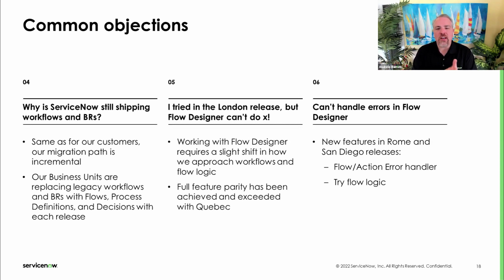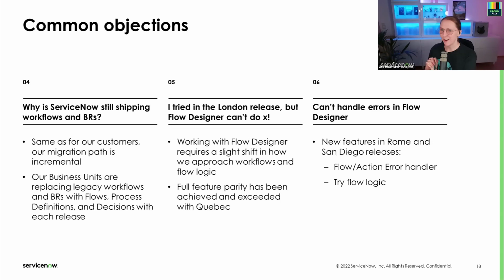And the last one is can't handle errors in Flow Designer. Well, hey, I just mentioned that you should check out the San Diego release. And one of the cool things in San Diego was the flow action error handler and try flow logic. So those have been enabled in Rome and San Diego for you, and that should solve that objection. And also plugging this right here already, the next Academy session in 2 weeks will be about improving performance and debugging flows and going through error handling and try flow logic. So it's a topic, it's coming.